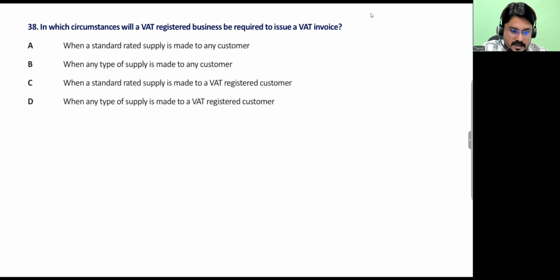In which circumstances will a VAT registered business be required to issue a VAT invoice? Two things to consider. The business is VAT registered, and when the VAT registered business is required to issue a VAT invoice.